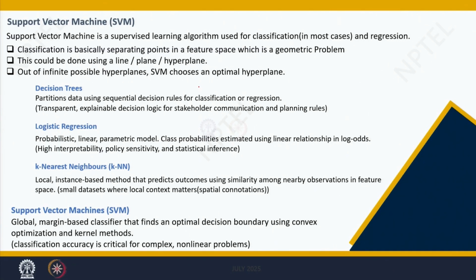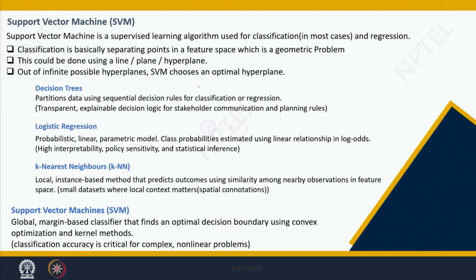So, support vector machine is a supervised learning algorithm, and in most cases it is used for classification, but sometimes we can also use it for regression as well. And what classification means is basically it's a geometrical problem, and we need to separate points in a feature space. Now, this space could be 2D, 3D, or even a higher dimensional context as well.